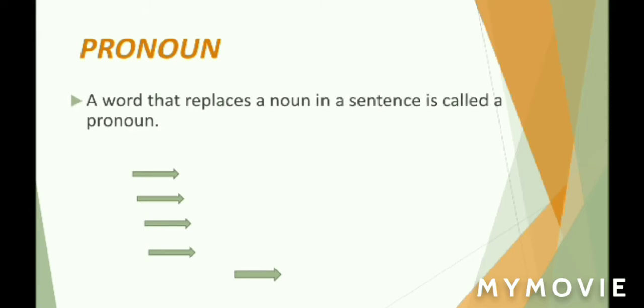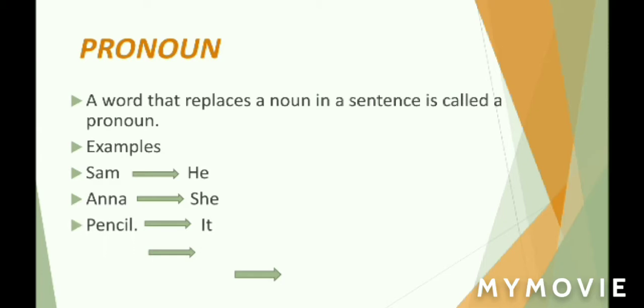A word that replaces a noun in a sentence is called a pronoun. If we want to repeat the name of a boy or a person in a longer piece of writing, then definitely we need a pronoun. For example, first time, if we mention the name of the boy Sam, I'm not repeating Sam did this, Sam did that. After that, we have to replace Sam with he. The same way, she replaces Anna, it replaces pencil, they replaces people, we replaces if some other person is with me.